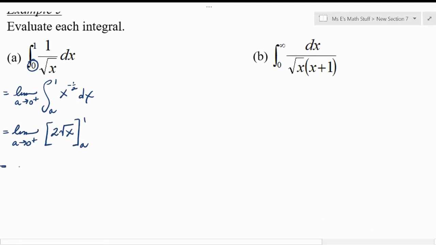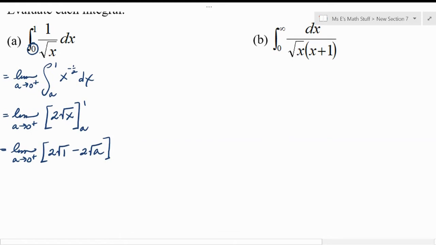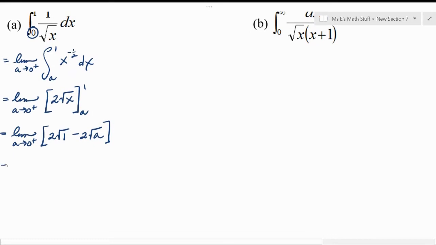Okay, what would that equal? That would equal the limit as a approaches 0 from the right of 2 times the square root of 1 minus 2 times the square root of a. Okay, and good thing we're approaching 0 from the right, because the double-sided limit on a square root function doesn't exist. And so let's evaluate the part we can. So that's just equal to 2. And then really you just have to worry about this part.